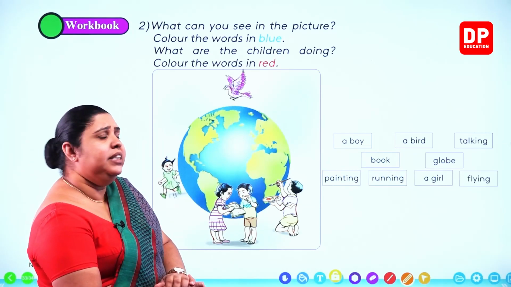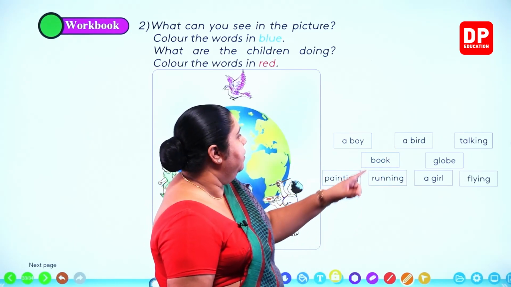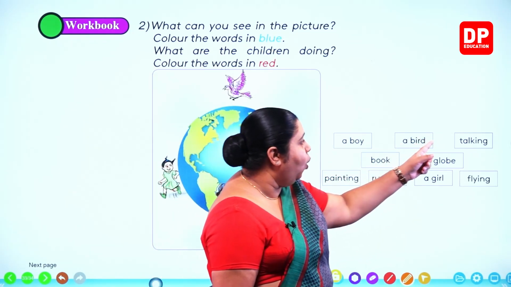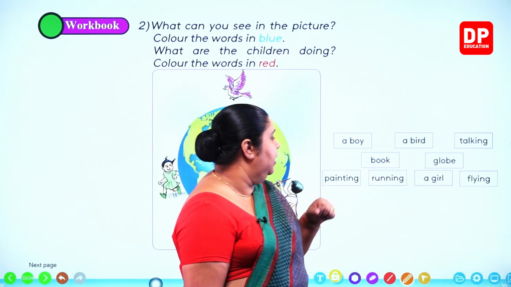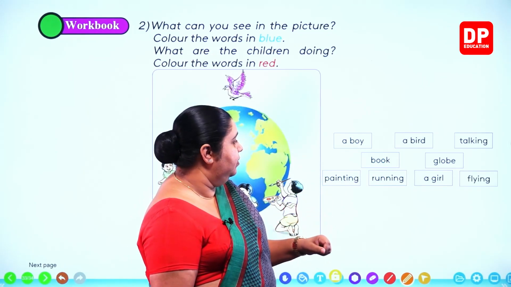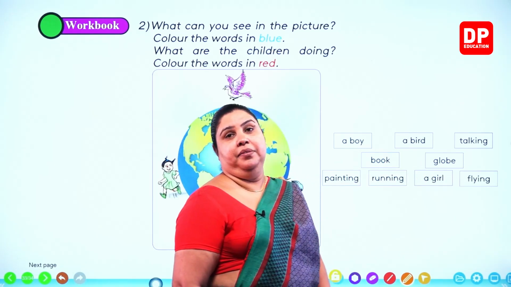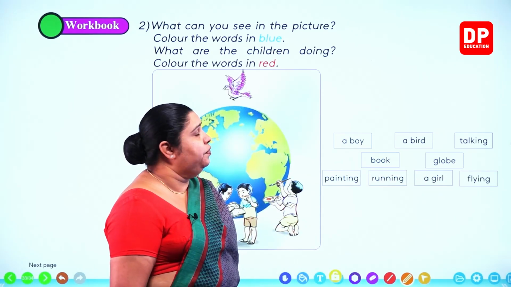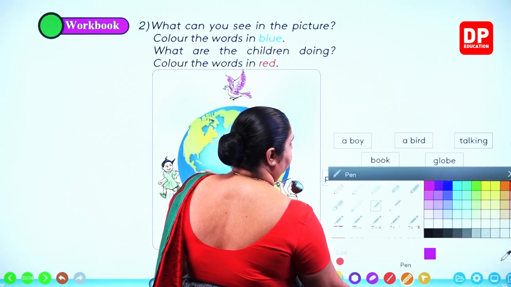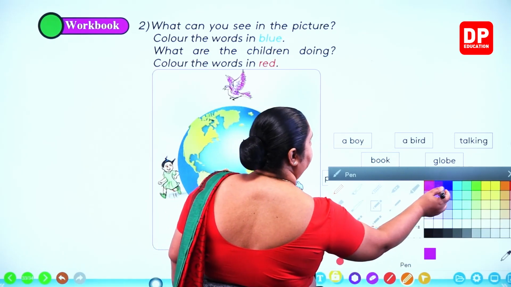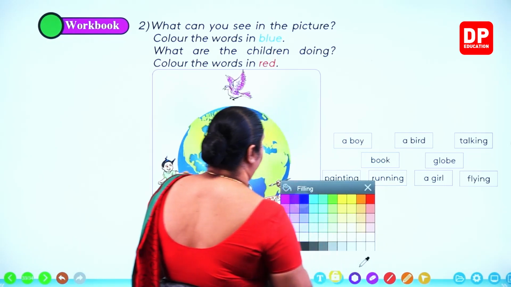So now what are the words that we have? We have a boy, a bird, talking, book, globe, painting, running, a girl, flying. Now, first of all, we have to color something in blue. So let's take our blue color now. Okay. Right. Let's take the blue color.